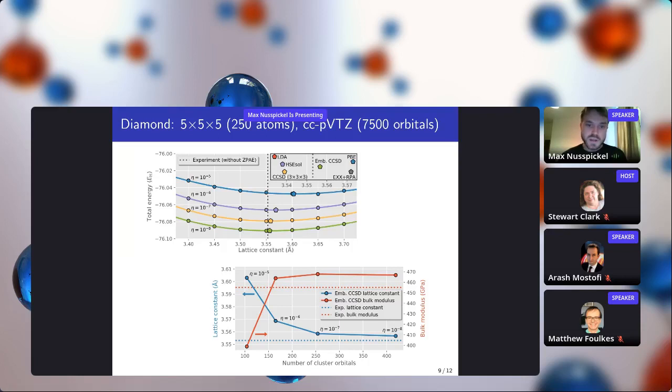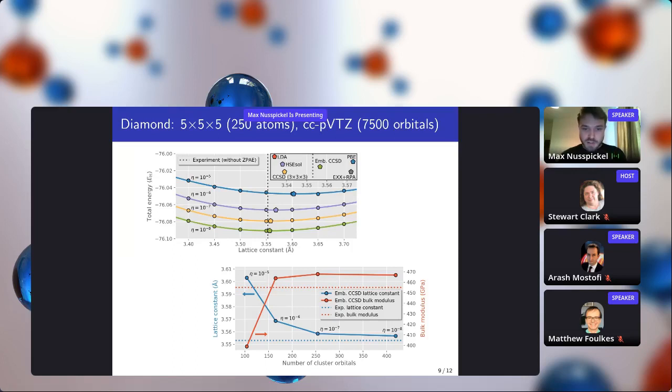We can determine the minimum, which tells you the equilibrium lattice constant. And it's an excellent agreement with experiment, which is the gray dotted line. And we can also compare this to other methods that are out there, DFT, and we are in better agreement with experiment, and also in better agreement than a canonical coupled cluster calculation that's been done on 54 atoms.